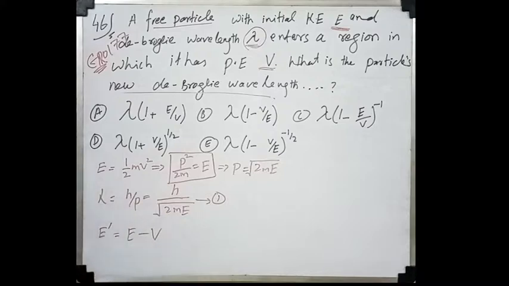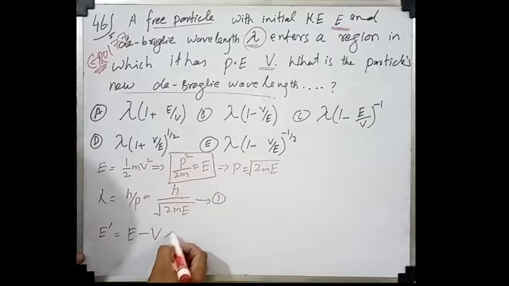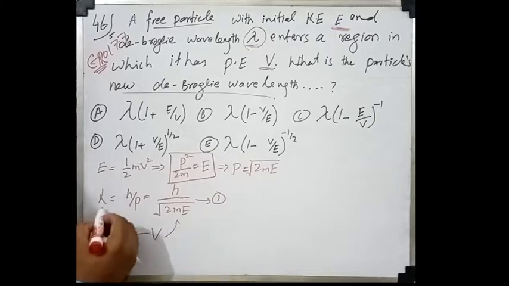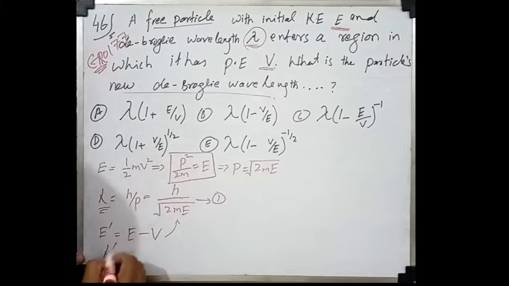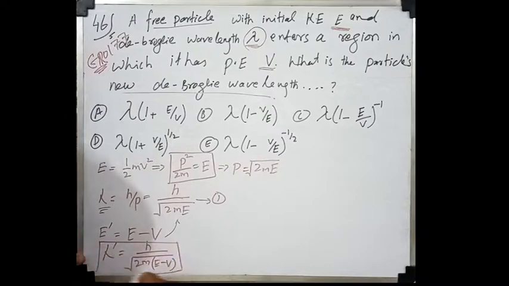Now if we put this in equation 1, we get the new wavelength lambda prime, which equals h over square root of 2m times (E minus V). This will be our new wavelength when there is a potential V in this region.